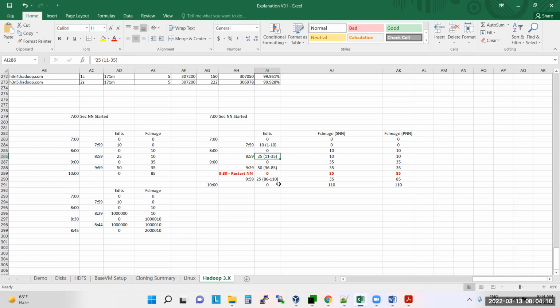Now the name node got restarted at 9:30. So it has become 85, but the secondary name node is at 35 only. When the secondary name node performs the next checkpoint, it will check that it has taken till 35 only. After 35, I have to take 36 to 110. Altogether it will merge and create 110 here, 110 here. Is it clear now?